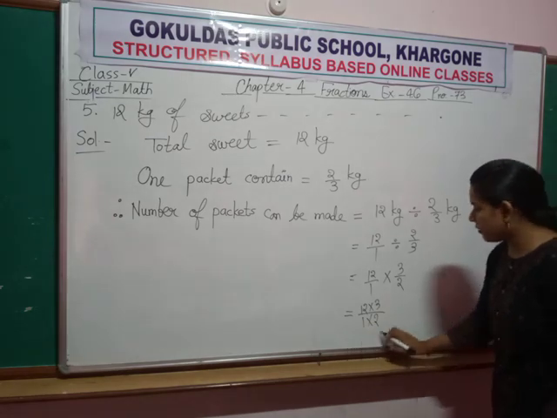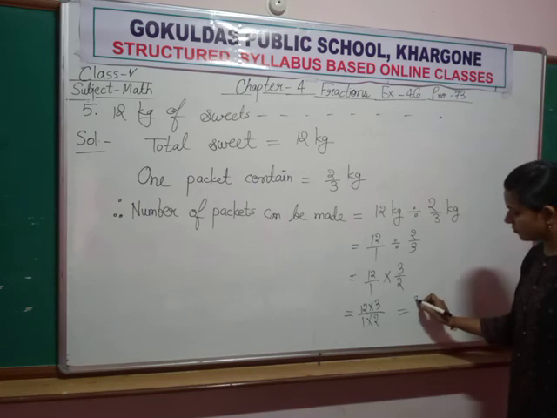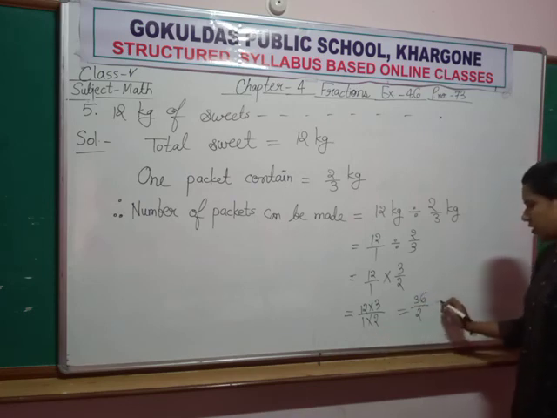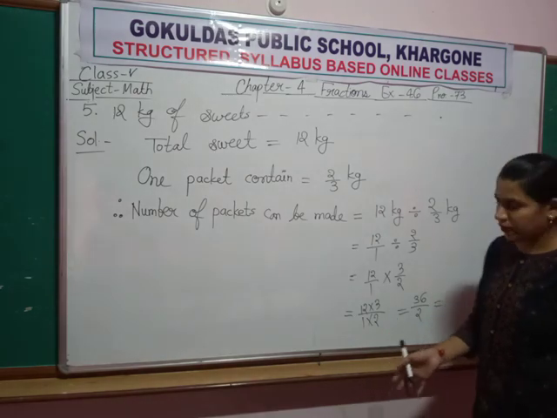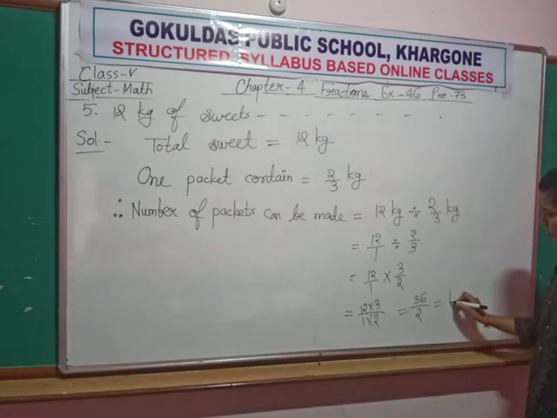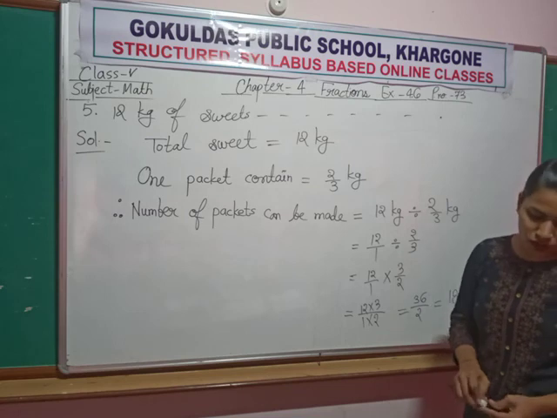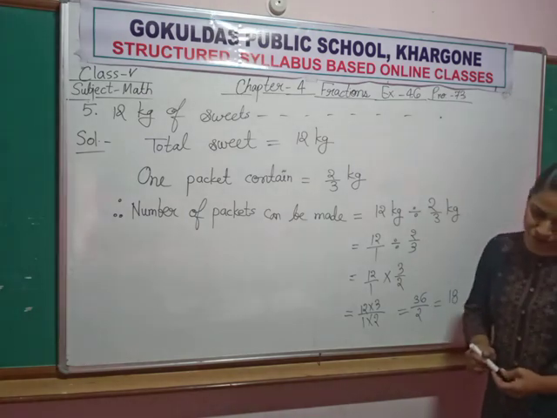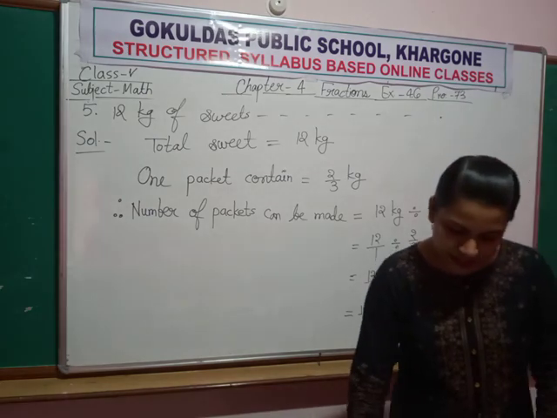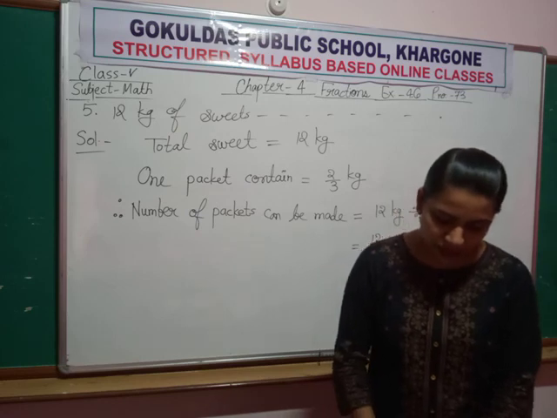Now here I am solving. 12 into 3 is 36, upon 1 into 2 is 2. Now both the numbers are even, so we can reduce it to its lowest form, and my answer is 18. So 18 packets can be made. Your final answer will be that 18 packets can be made.